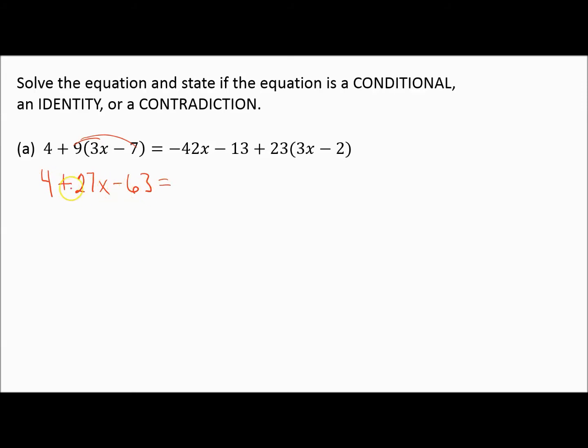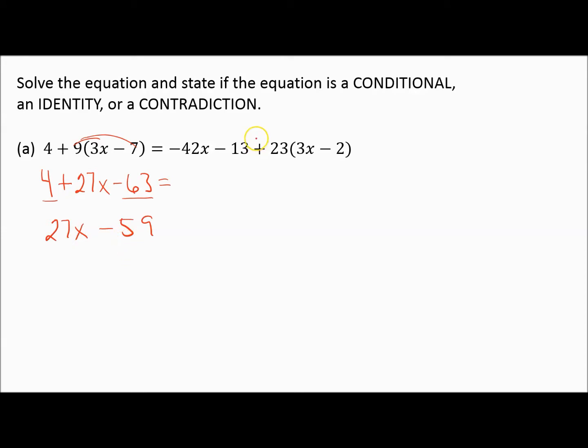I can continue to simplify on the left-hand side. This 4 right here and the -63 are like terms. So I'm going to write 27x, I just happen to write it first, and then 4 minus 63, or think about it as 4 plus a -63 is going to be -59, so I'll put -59. The left-hand side is completely simplified. Now I'm going to work on the right-hand side.